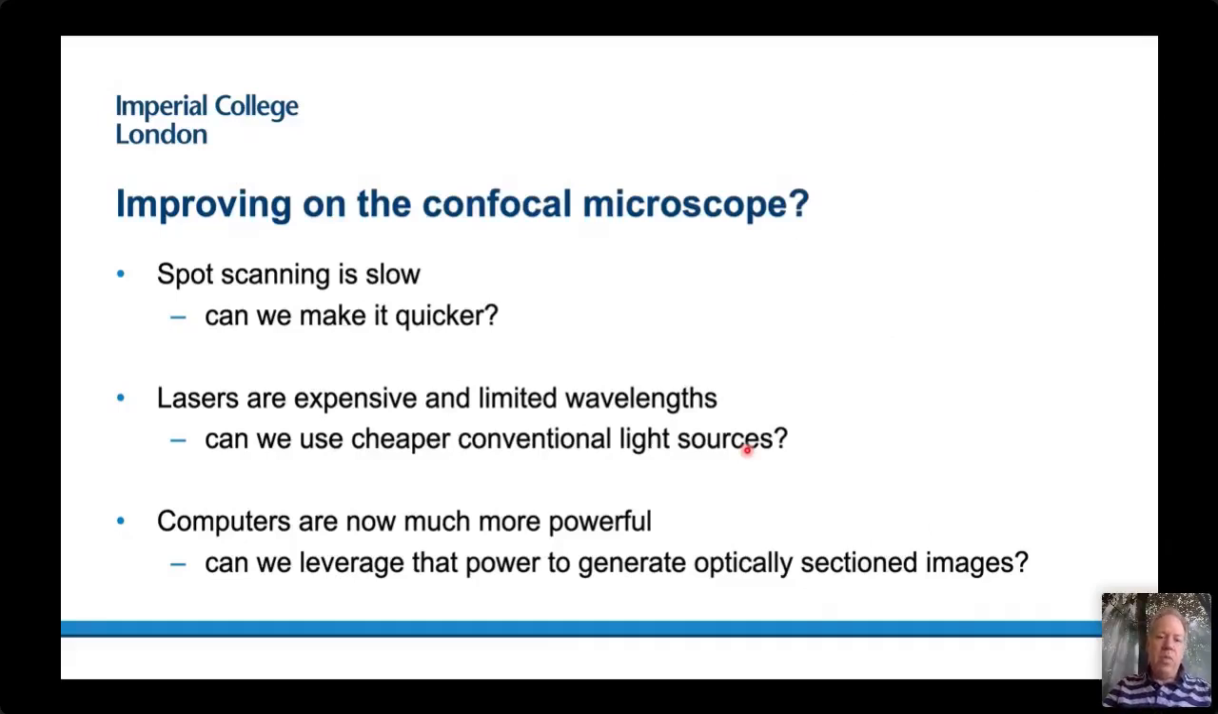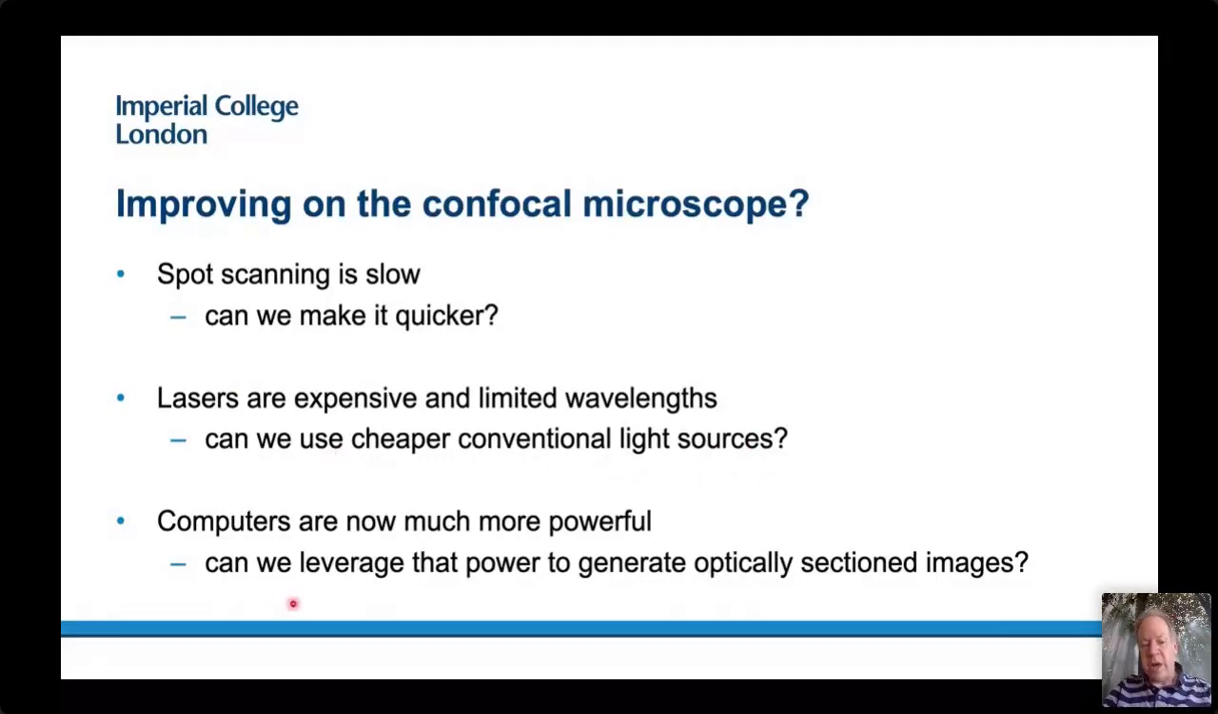So, can we improve on that confocal microscope? There are classic complaints about confocal microscopes. The spot scanning is slow. Can we make it quicker? Lasers are expensive and limited in wavelengths. Can we use cheaper conventional light sources like light bulbs or LEDs?